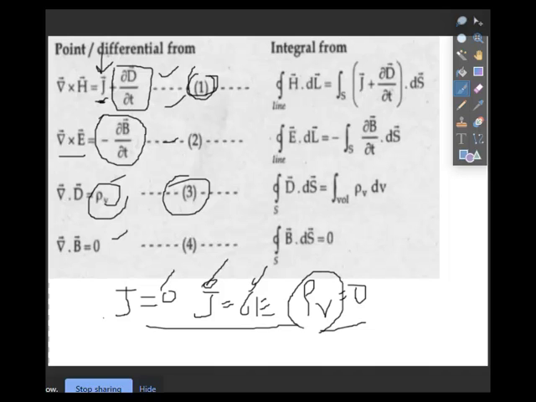So this is all about Maxwell's equations. In the next lecture we will study the fourth unit. Okay, thank you.